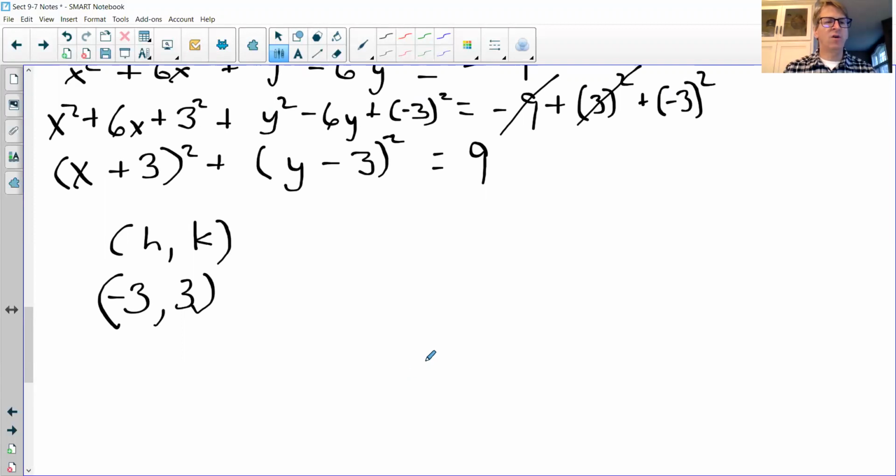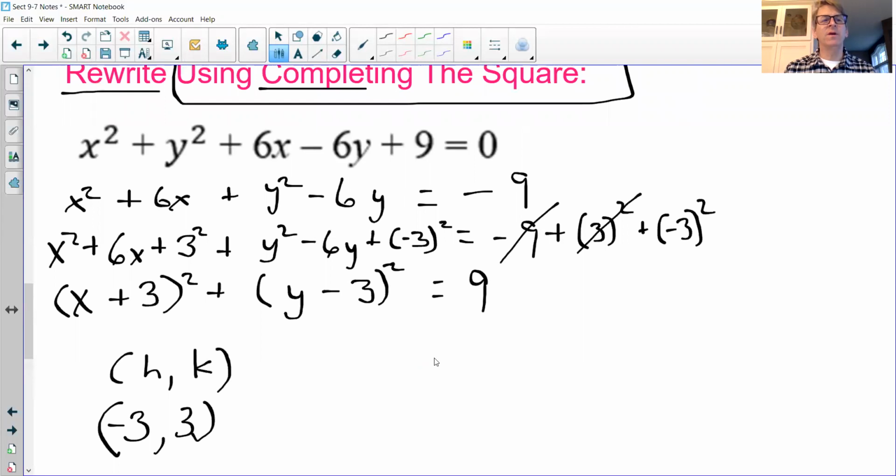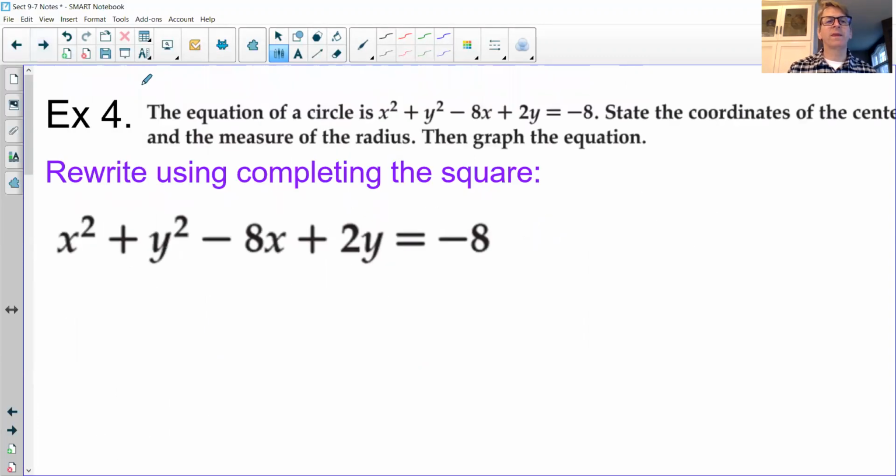Okay, so if that didn't jar your memory, hopefully this next example will. Completing the square, you want to kind of think to yourself, how do I half that 6, square it, add that to that side, do the same on the right, and you're good to go. All right, here's another one.